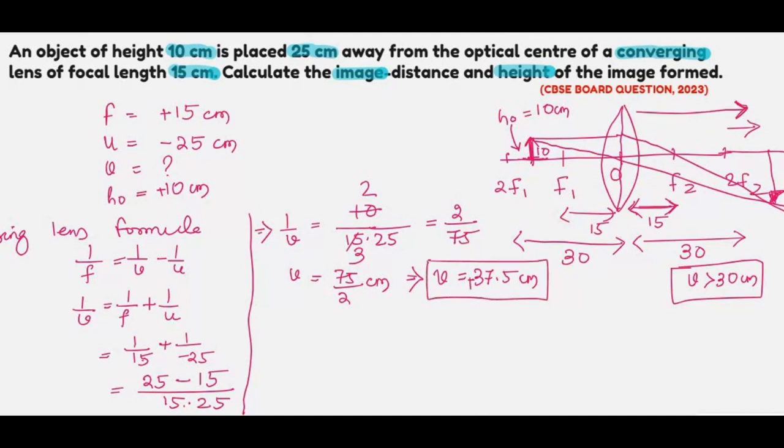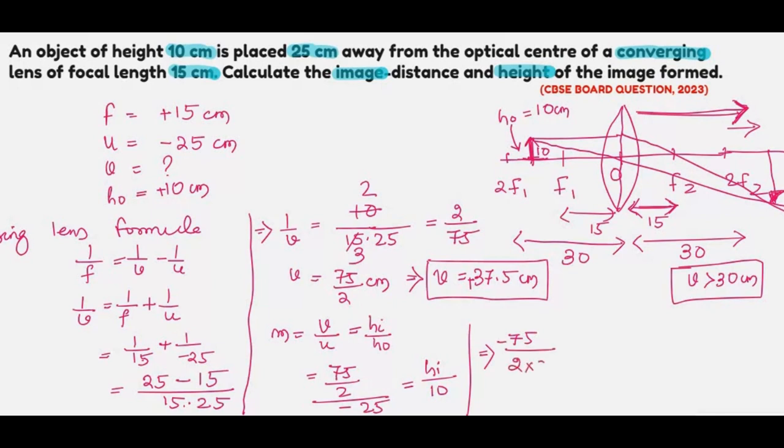So we got v as plus 37.5, which indicates that the image is formed to the right of the optical center. That means the image distance is positive, and also it is more than 30 centimeter, which means our answer is true. Now let's find out the height of the image. We'll find it using the magnification formula. Magnification for a lens is v by u, which is the height of the image by the height of the object. So it is 75 by 2 by minus 25, which equals the height of the image by the height of the object, 10.